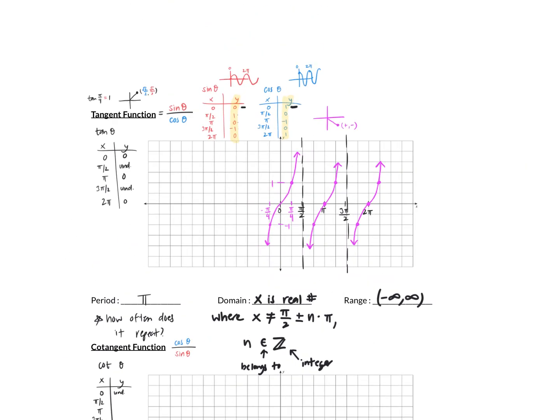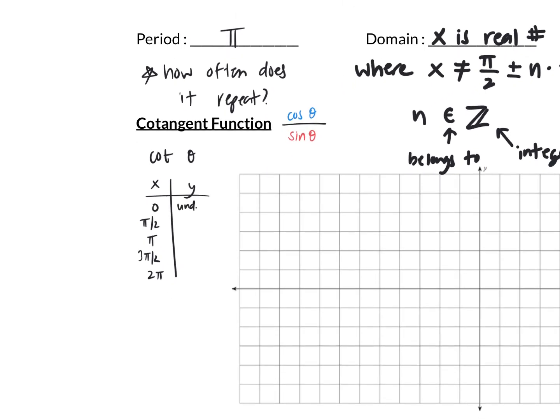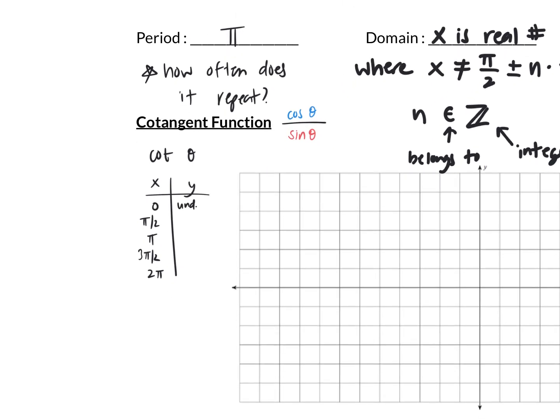Go back to my chart here. 0 divided by 1 is gonna give me 0. If I continue that pattern, what's going to happen for pi? Undefined, and then 3 pi over 2 would give me 0, followed by an undefined function.